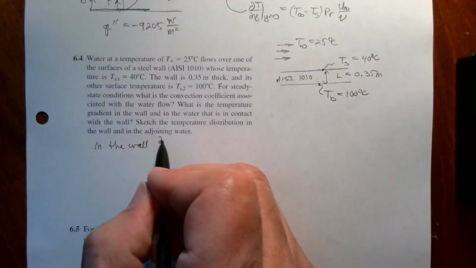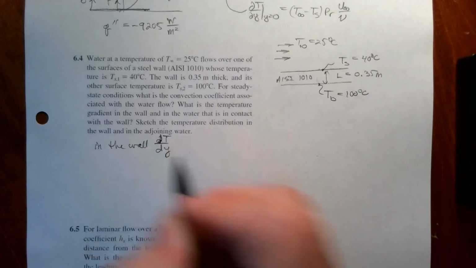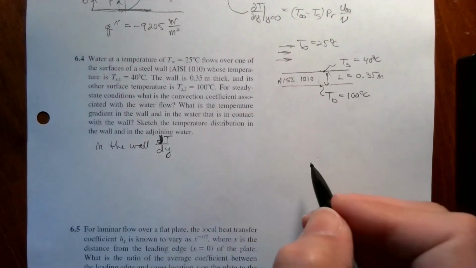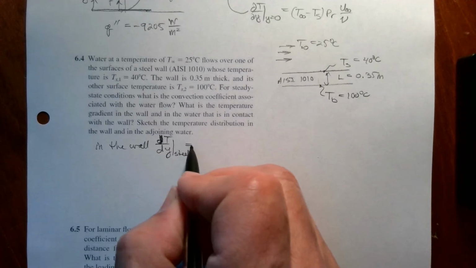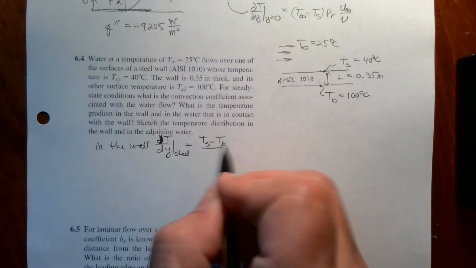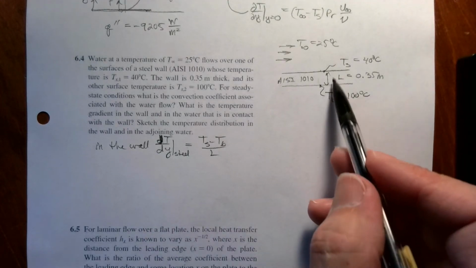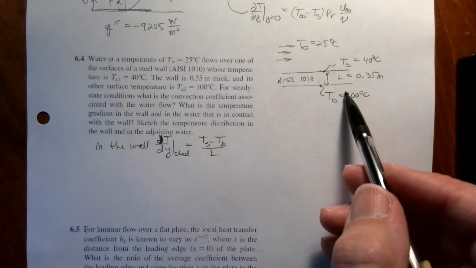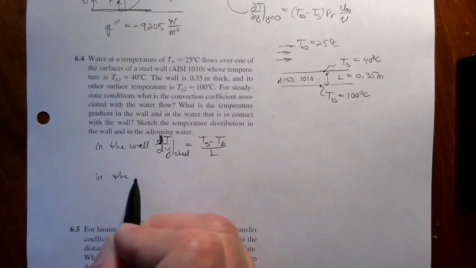In the wall, the gradient means dT. It's steady, so I can make that a full derivative, dT/dy instead of a partial. dT/dy for the steel is equal to Ts minus Tb divided by L. Right, the temperature gradient is going to be linear if it's steady, so it's the temperature difference divided by L. So that wasn't hard to come up with. And then we can think about in the water.